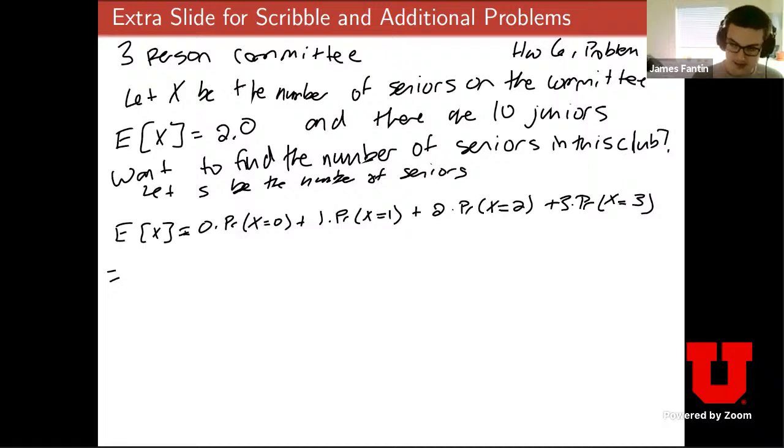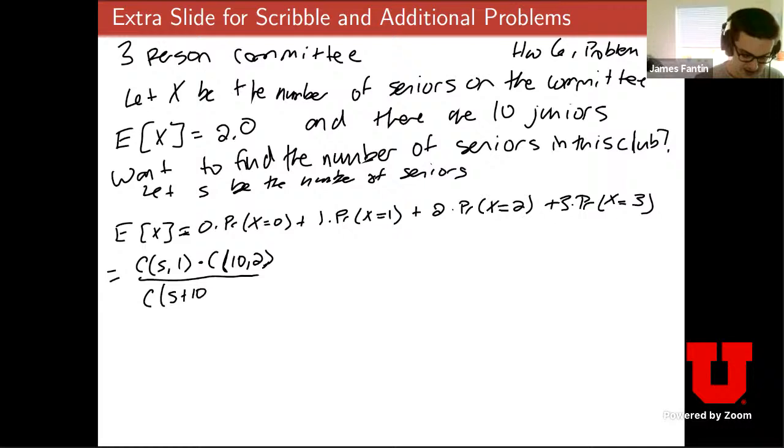So the probability that X is equal to 1, right? What do we have for that? Well, we've got 3 slots. We're choosing one of them to be a senior. If there's one senior on the committee, we're taking from our S seniors, we're choosing one to be on the committee. And then there were 10 others, 10 juniors, and there were 2 ways that we could have chosen them. And then we divide by the total number of possibilities.